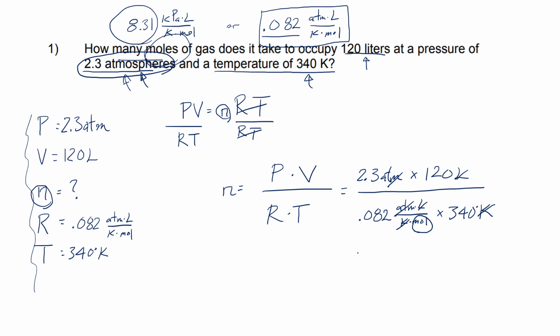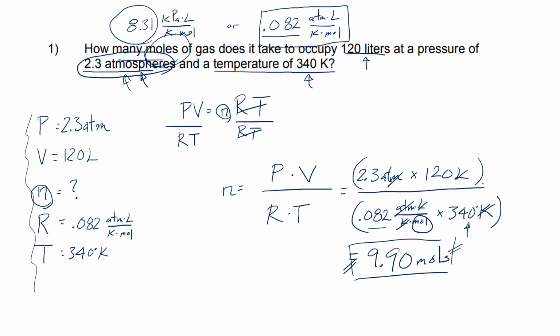So I'm going to do 2.3 times 120 divided by 0.082 divided by 340, and I get 9.90 moles. Good, right? If you didn't get that from your calculator, you might be dividing by 0.082 and then multiplying by 340. That's what I see a lot. Just divide twice, because 340 is on the bottom. Or if you want to punch it into your calculator with parentheses on both the numerator and the denominator, that might circumvent that mistake.